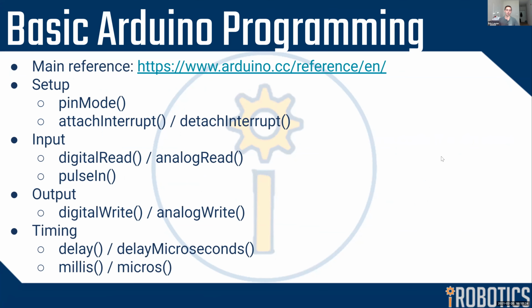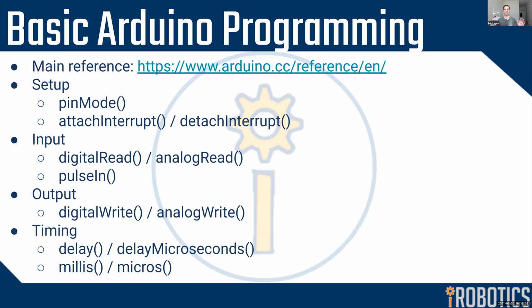So the main reference that you're going to need for basically any Arduino programming is just Arduino's website. The link is there. You can also just Google Arduino reference and it'll come up, probably the first result. I've listed out the main functions you'd need for pretty much any general robot program. So in your setup function, or in setting up your robot, you'd want to use pinMode to tell it.